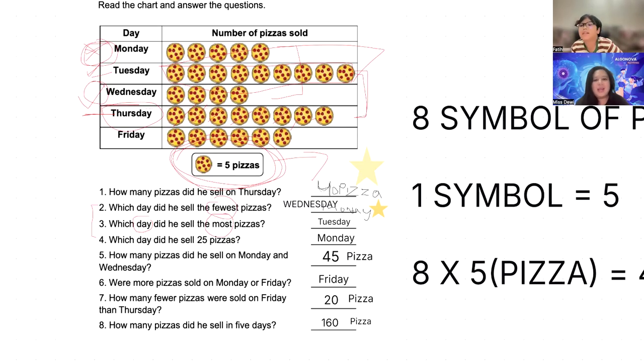Tuesday. Tuesday. Nice one, Fatih. You got the correct answer. Hooray. Let's put the star here. It's very easy. So actually, Miss Dewi has a suggestion for you to see the day in here.